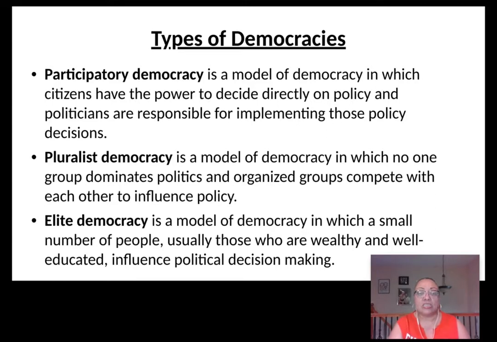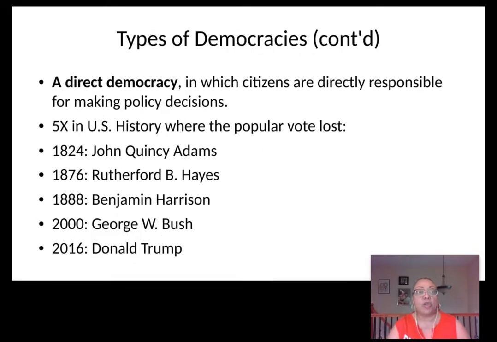Elitism, or an elite democracy, is a democracy in which a small number of people, usually those who are wealthy or well-educated in society, have a lot of influence in political decision-making. And then the last one I want to draw your attention to is a direct democracy. That's where citizens are directly responsible for making policy decisions. We do not have that in the United States. We have a participatory democracy where we are involved, we have the power, but that power is exercised through our elected representatives.